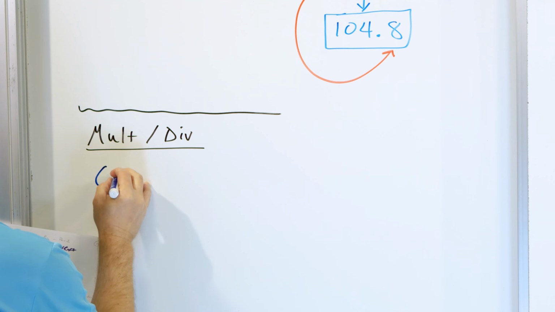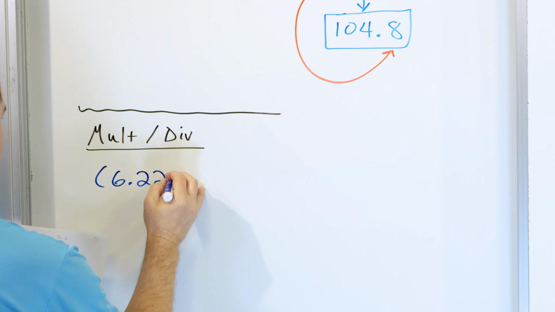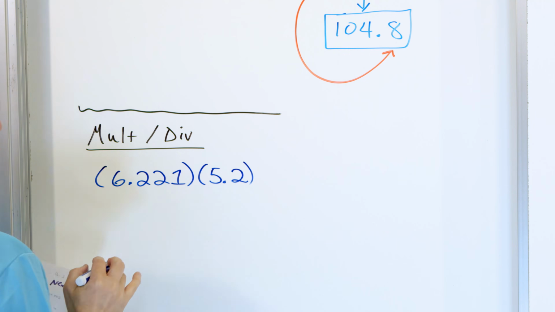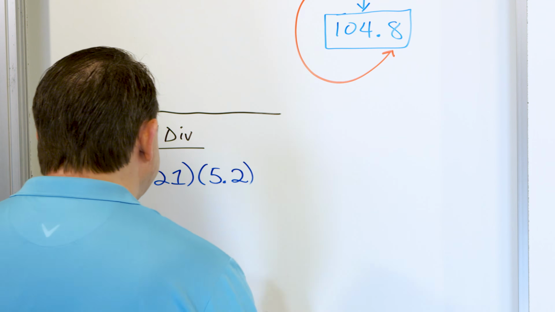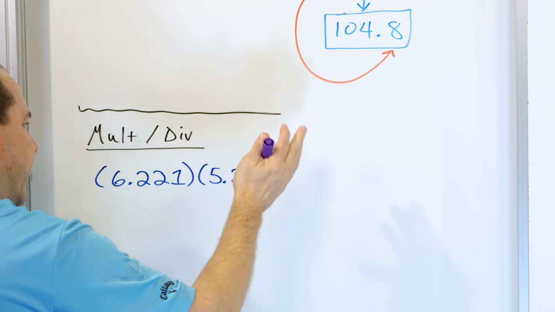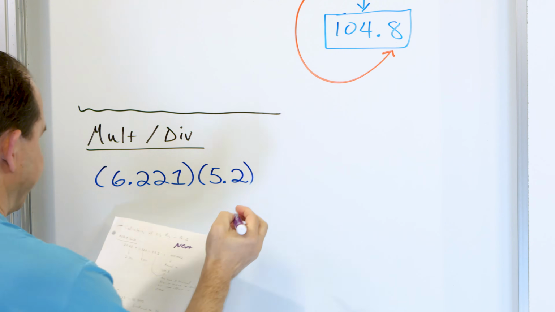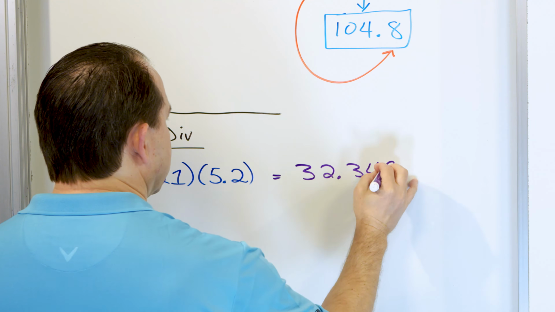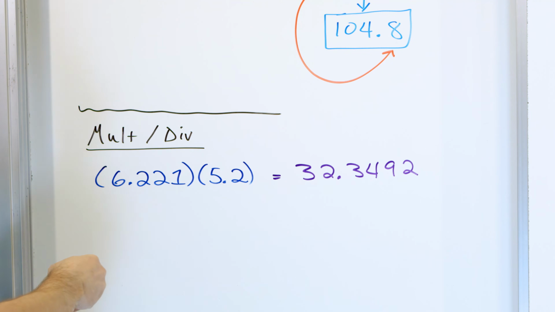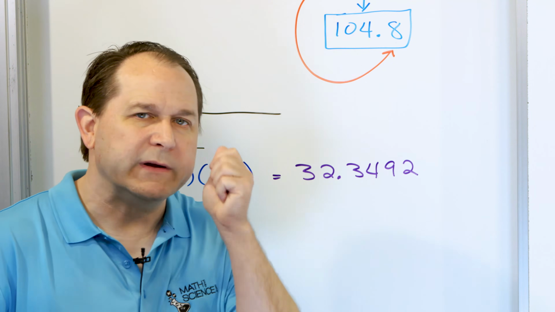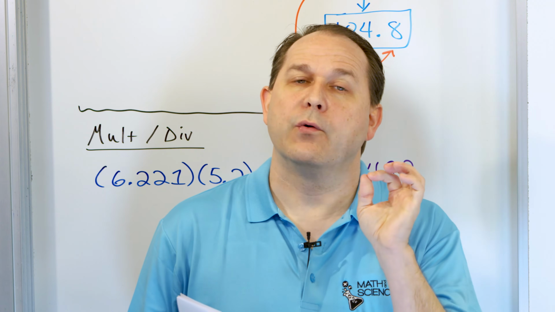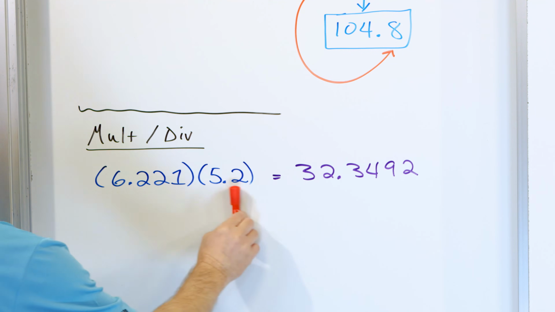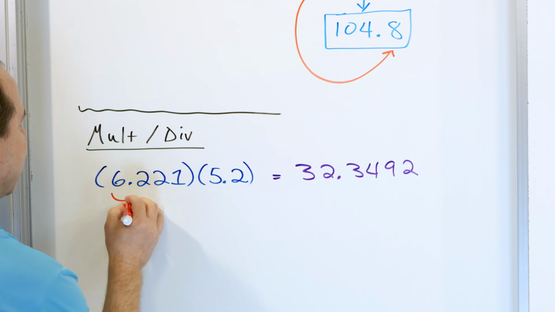Let's say I have 6.221, and here I have multiplied it by 5.2, so I'm multiplying here. Now, if you take this number in a calculator or do it by hand and multiply it out, the full number you get is 32.3492. But do we keep all of these decimals or not? The rule is different from addition and subtraction. For multiplication and division, here is what you do. You look at the numbers that you're operating with and you count significant digits.